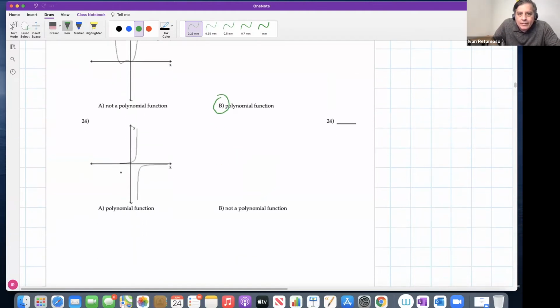What about this? This one, the trouble is that there is a gap here, right? A jump, not connected. That's not good for a polynomial function. Polynomial functions are all connected, so this one, no. Very good, guys. I hope you remember all this. Moving on.